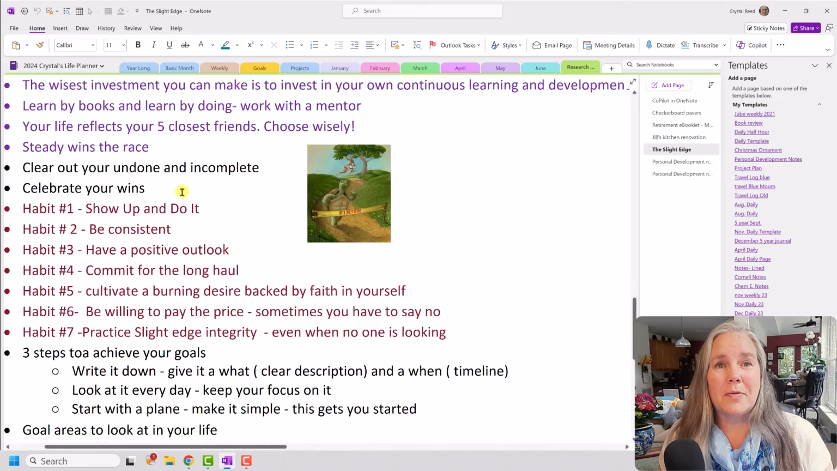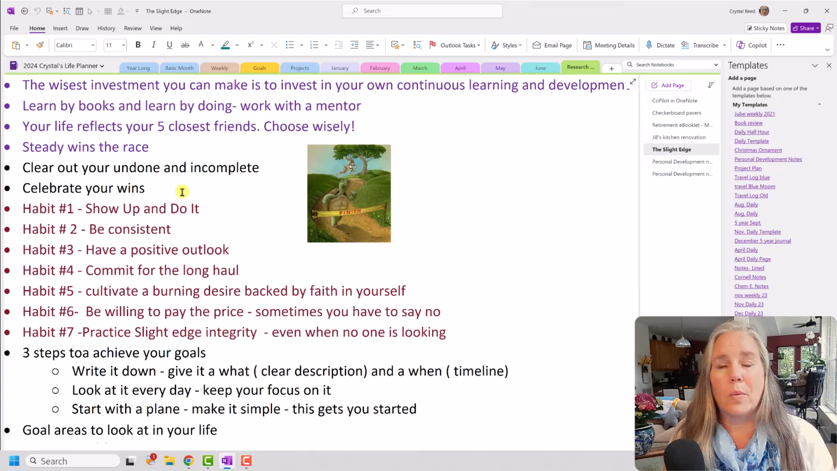I've talked about this before. As I do my weekly review, I like to keep a list of things that were wins for me. They may not be wins for other people, but for me, it was a win, and I'm going to write it down. I'm going to celebrate it, and I'm going to be happy about it.